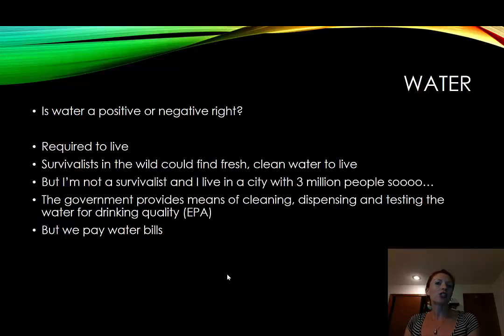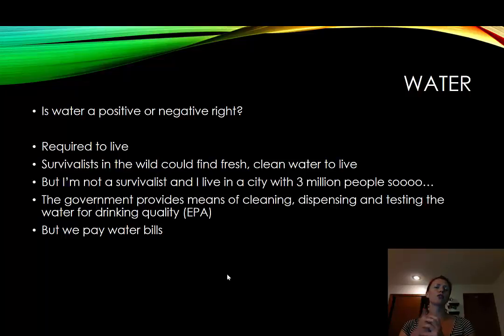But that is actually debatable, whether or not water, which is necessary to life, should be provided to citizens because of the fact that it is necessary to life. So this is the question. Is access to water a positive or negative right? And I should insert here, is access to free water a positive or negative right? Because we clearly have clean water that we pay for, but should we have clean water that we don't pay for?